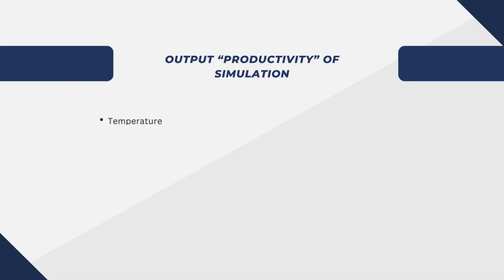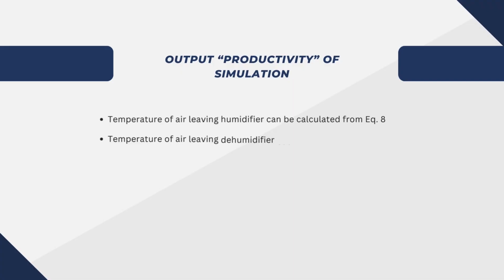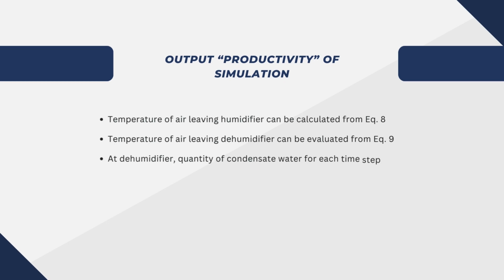As a result, after working out the inlet water and air temperature to the humidifier at each of the time intervals, the temperature of the air leaving the humidifier can be calculated from equation 8, and the temperature of the air leaving the dehumidifier can be evaluated from equation 9. In the dehumidifier, the quantity of condensate water at each time interval is calculated from equation 43 by knowing the inlet and outlet air temperatures.